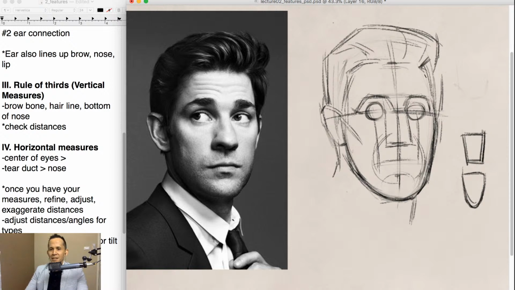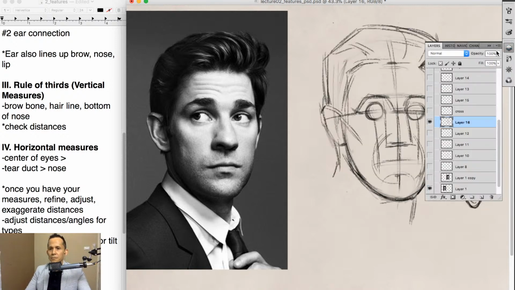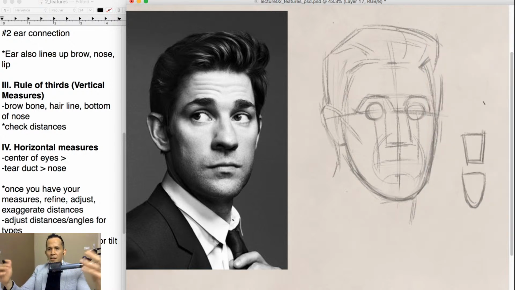Anyway, that was a big tangent. What was I talking about? Okay, so let's talk about placing the features. So now I got my key measures, right? Now I just need to push and pull. Push and pull, right? Let's take a look.